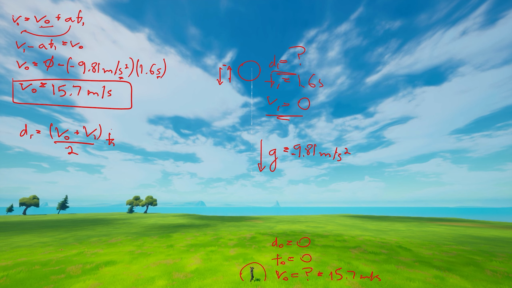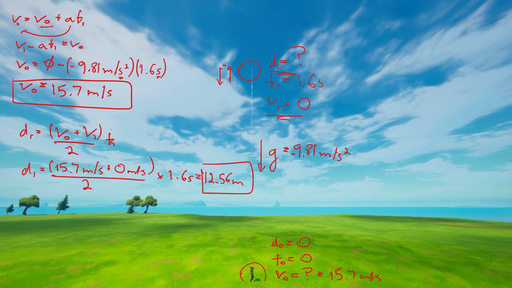Okay, so let's solve for this. d1 equals velocity 0, which we know now to be 15.7 meters per second from our previous equation, plus velocity at the peak, which is 0, divided by 2, times time, which we measured previously at 1.6 seconds. Punch this into a calculator, and you end up getting 12.56 meters. And that is the distance that the grenade travels upwards at its peak of travel.